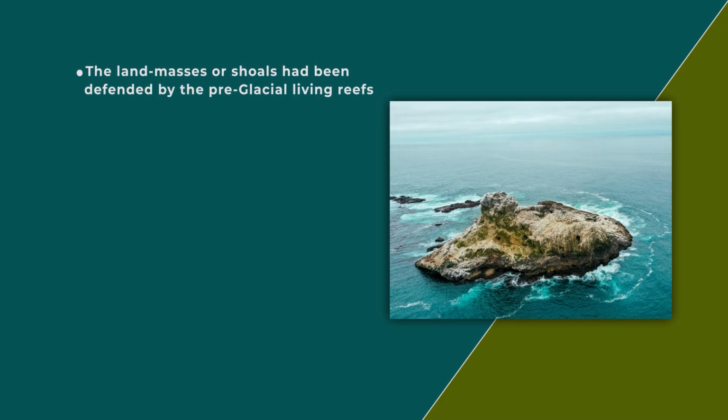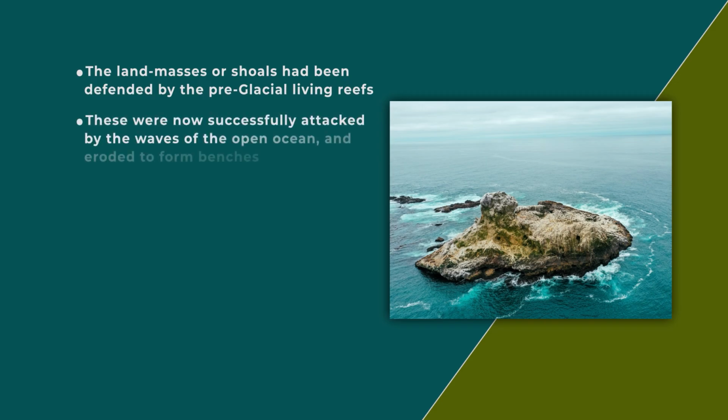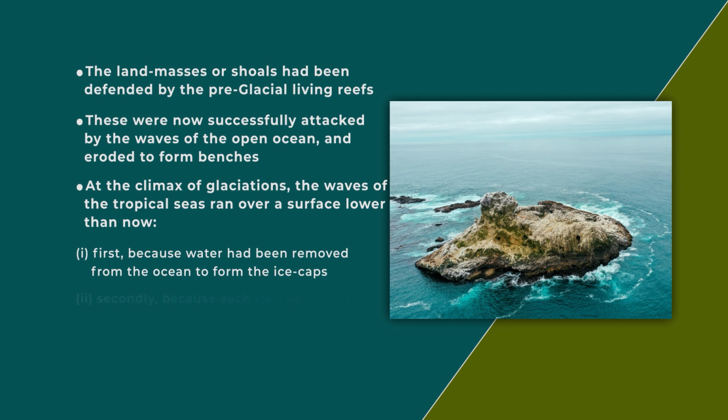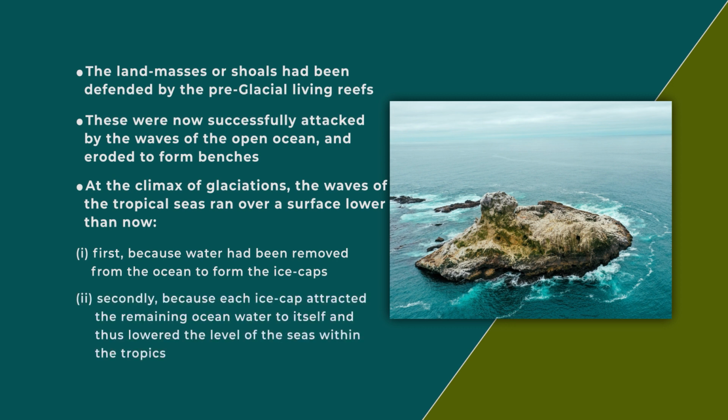Land masses or shoals had been defended by the pre-glacial living reefs. They were successfully attacked by the waves of the open ocean when the sea level had gone down. At the climax of glaciation, the waves of the tropical seas ran over surfaces lower than the present. First, because water had been removed from the ocean to form ice caps. Secondly, because ice caps were attracting remaining ocean water to themselves and thus lowered the level of the seas within the tropics.